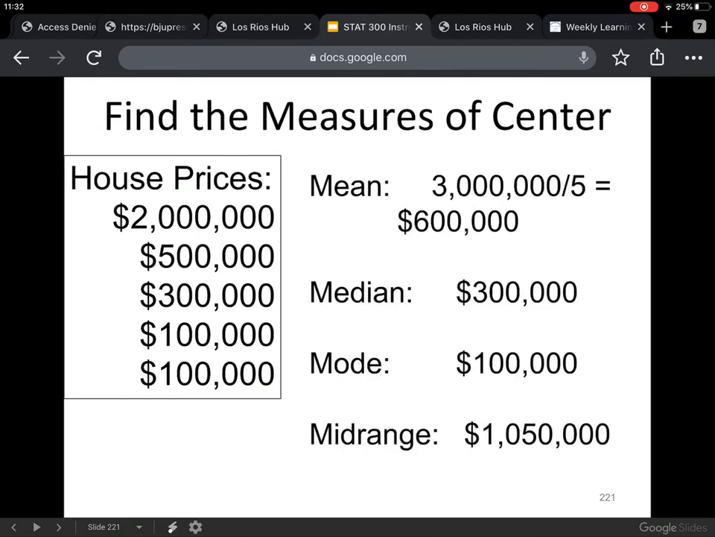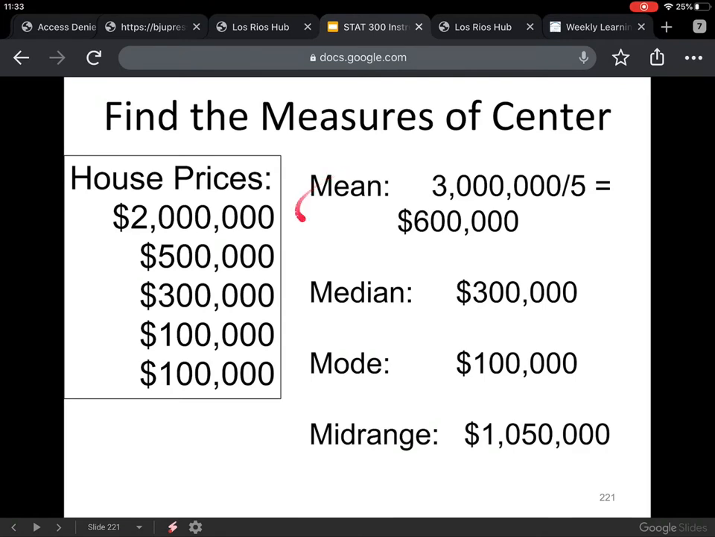Okay, so hopefully you paused the video, and here are the numbers that you should have gotten. Take 3 million, if that's what you get when you add up all of these numbers, and divide by 5. There's 5 numbers, and you get 600,000. The median is 300,000. The mode is 100,000, and the mid-range is 1,050,000.